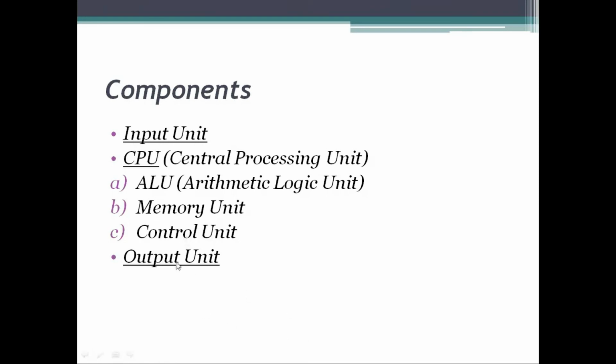The output unit is a link between the computer and the user. Output devices translate the computer's output into a form that is understandable for the user. The input unit converts the data into a form understandable for the computer, and the output unit does the reverse operation. These are the basic components of the computer and the basic working of a computer.